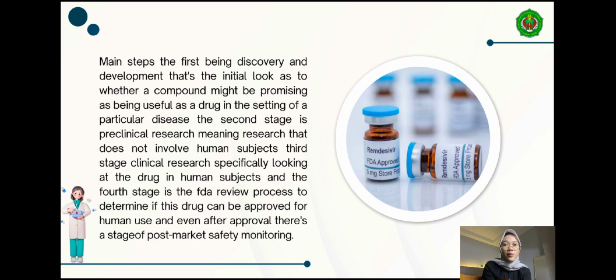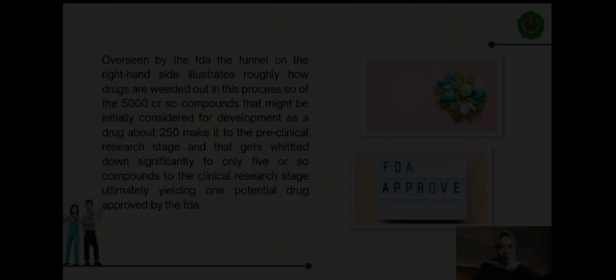Main steps, the first being discovery and development, that's the initial look as to whether a compound might be promising as being useful as a drug in the setting of a particular disease. The second stage is preclinical research, meaning research that does not involve human subjects. Third stage, clinical research, specifically looking at the drug in human subjects. And the fourth stage is the FDA review process to determine if this drug can be approved for human use, and even after approval, there's a stage of post-market safety monitoring.